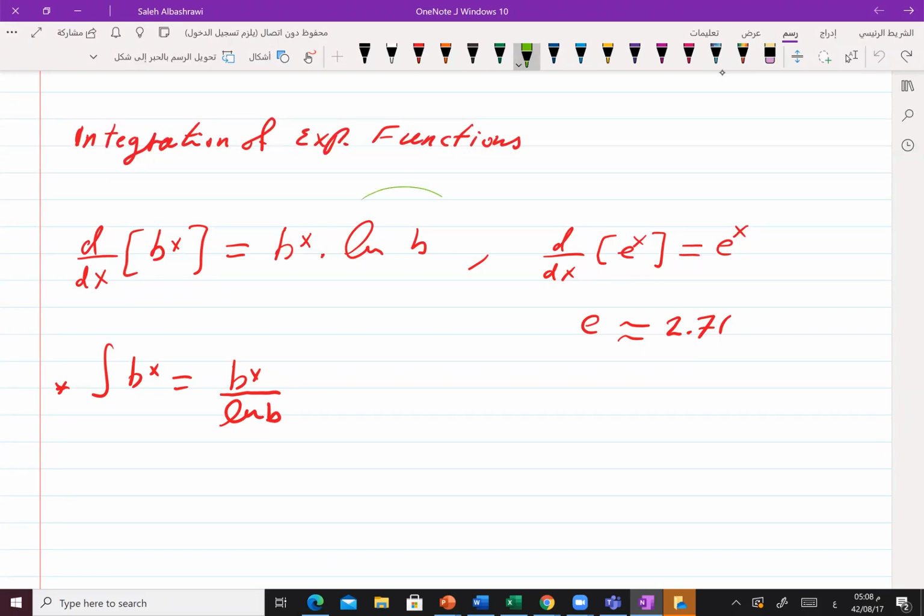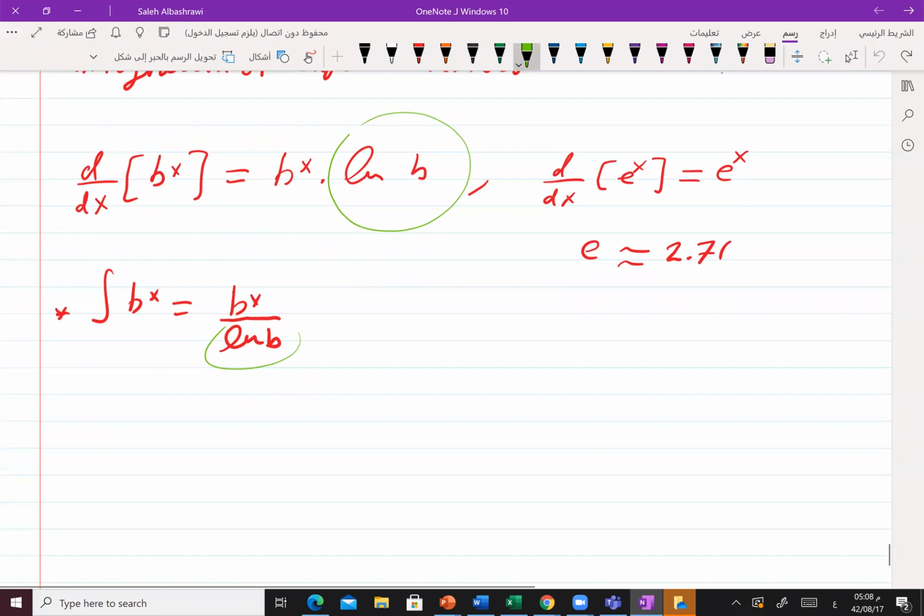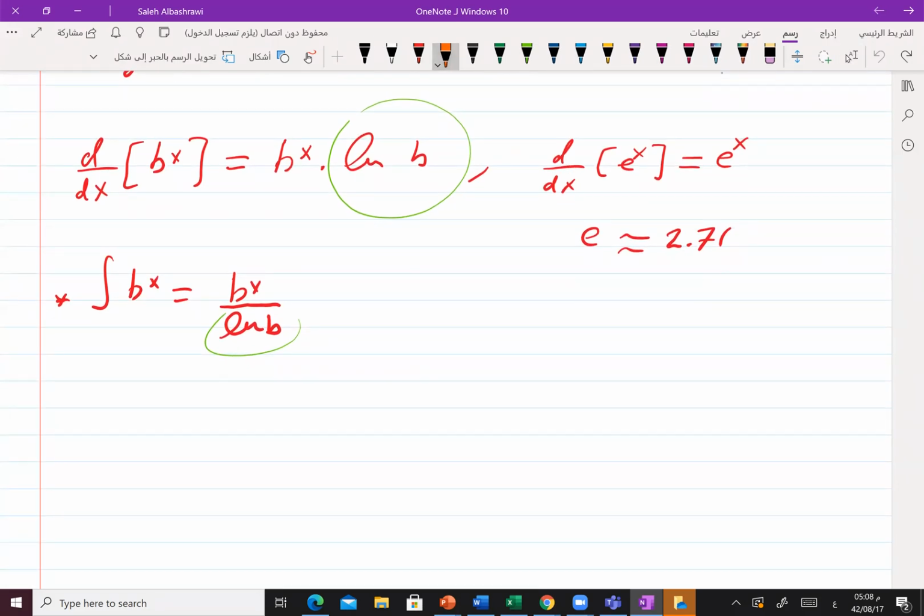For the differentiation, we multiply. For the integration, we divide by ln of the base. If the base is equal to e, then the integration of e^x dx will be e^x, the function itself. And since this is an indefinite integral, we should add c, the constant.